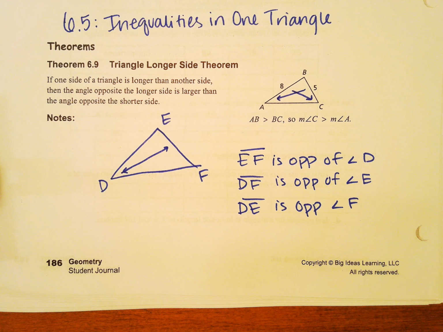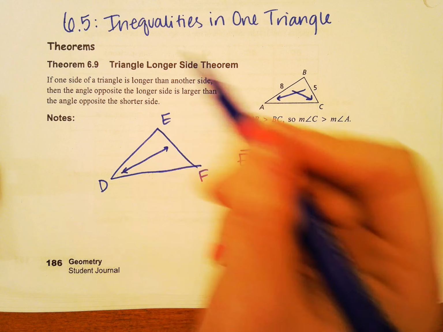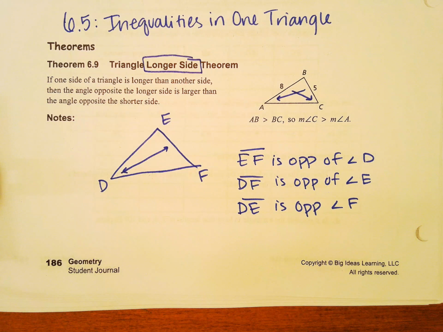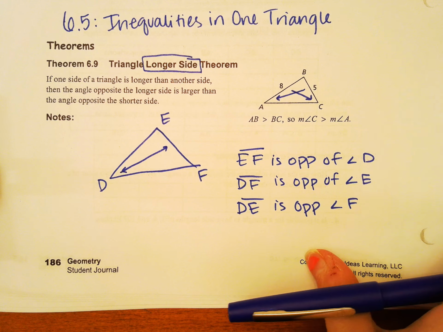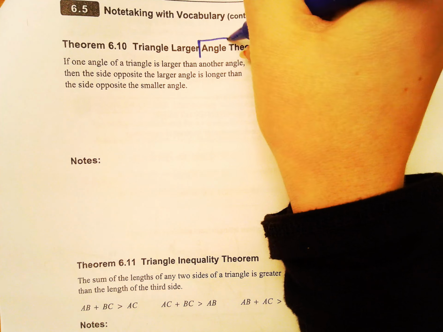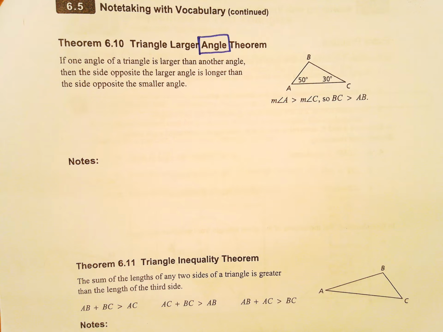And then the converse of that theorem is also true. So this is the triangle longer side theorem. That means that you're presented with some side, and then you talk about the angles. You are making some sort of conclusion about the inequality between those two angles that we are comparing. But the converse is also true. So in my larger angle theorem, we are going to be given some angle, and then we can make a comparison about the side lengths. So it's just the converse of that theorem.